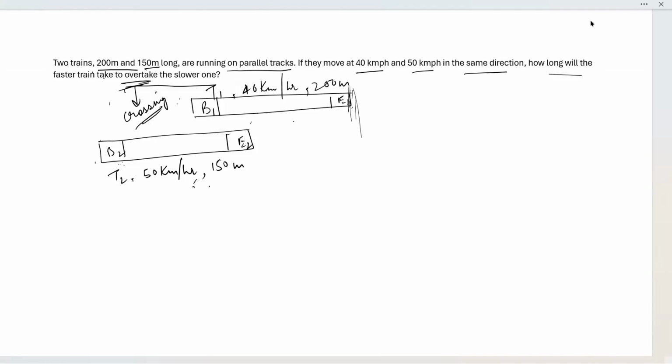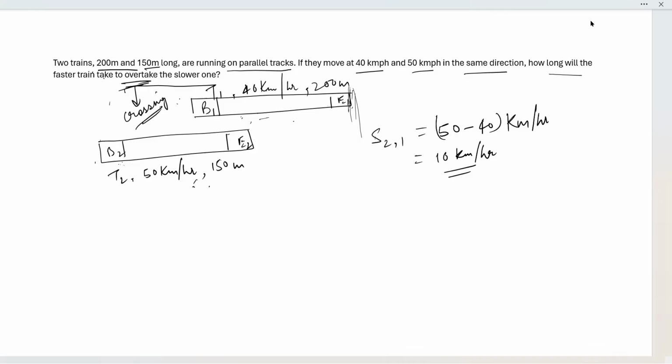Okay. So in this case, what will happen? Again, the concept of relative speed. Since the trains are traveling in the same direction, the relative speed of two with respect to one will be the difference between their speeds, 50 minus 40 kilometer per hour. So this becomes 10 kilometer per hour. This is the relative speed. Now, what will we do? In this case, we'll ask this train, let's say train one, to stop, and let train two do all the moving.